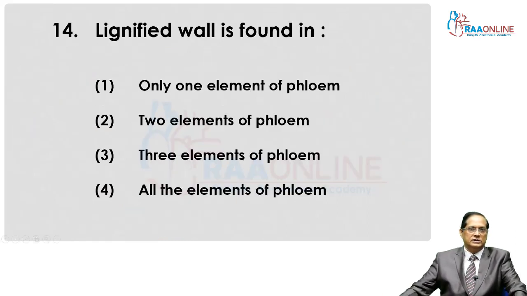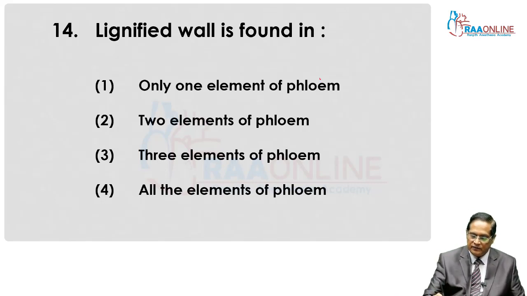Now 14th question, lignified wall. Lignin is generally found in the dead tissue. Phloem comprises of 4 elements. Sieve cells, living, and sieve tube. Sieve cells and sieve tube, first element of phloem.